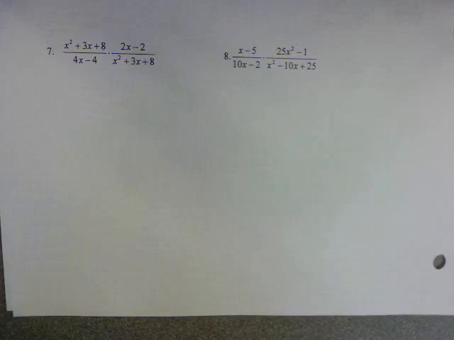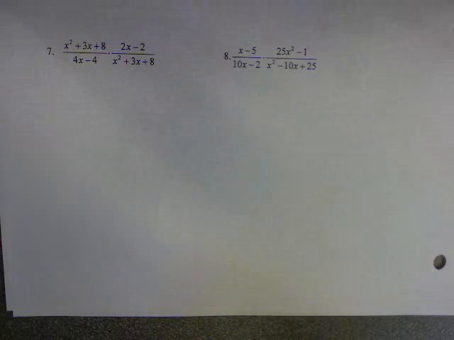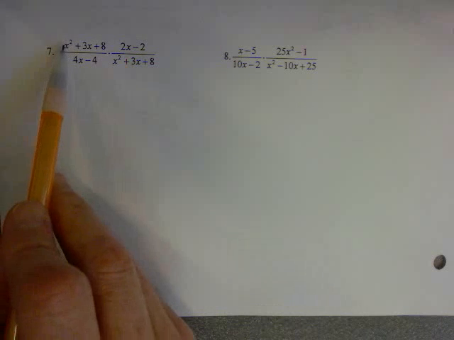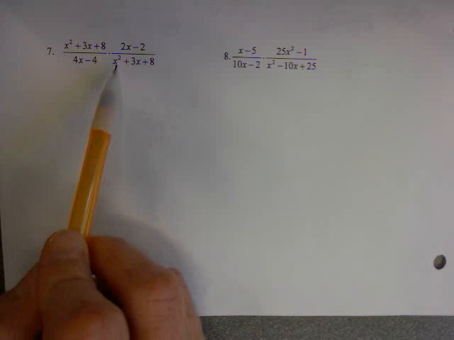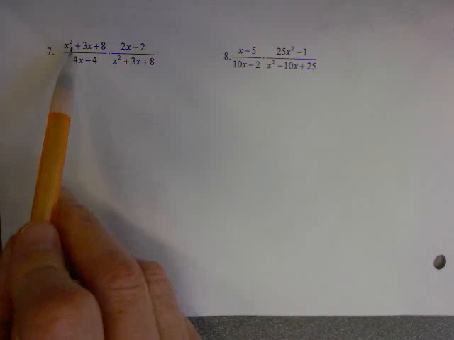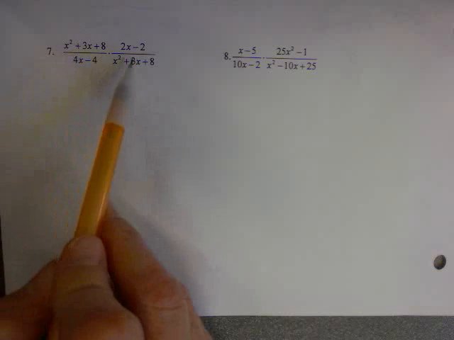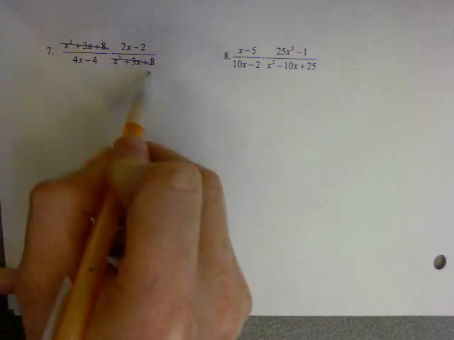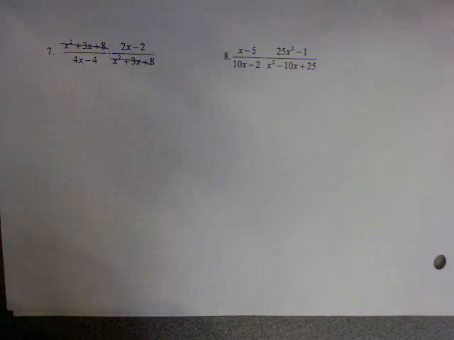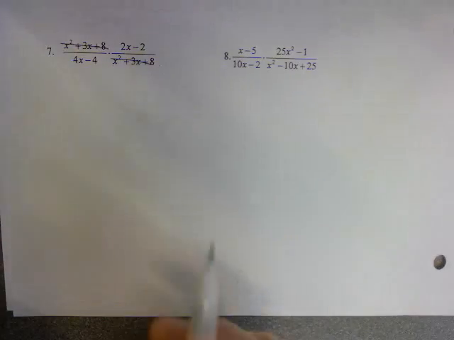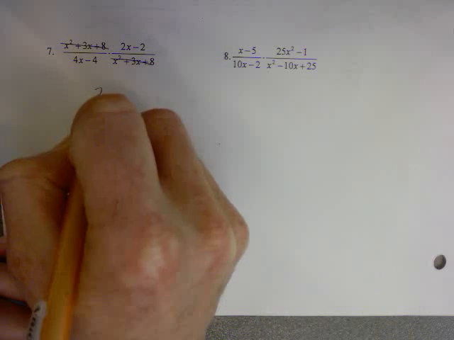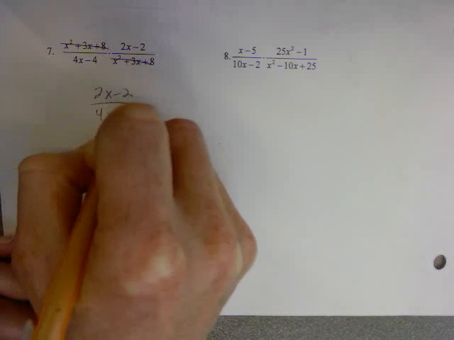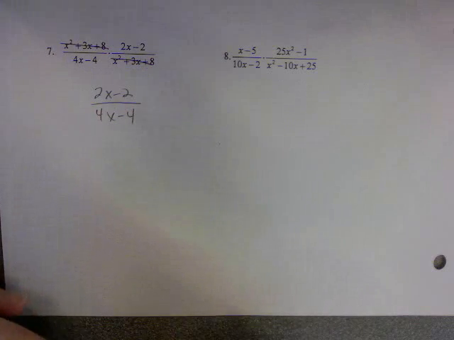Okay, going on to number 7. Looks like we have to factor. Well, we could factor the x squared plus 3x plus 8, but if you notice, these two expressions are exactly the same. So we can just go ahead and cancel those out since they are exactly the same on the numerator and the denominator. So what we have left is 2x minus 2 over 4x minus 4, which can be then factored.